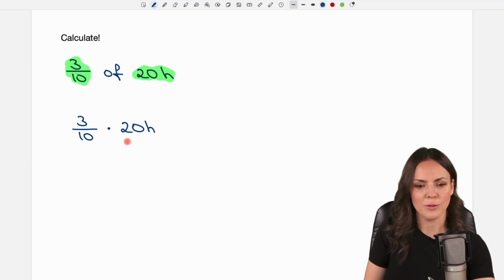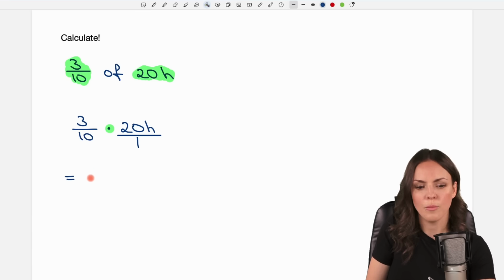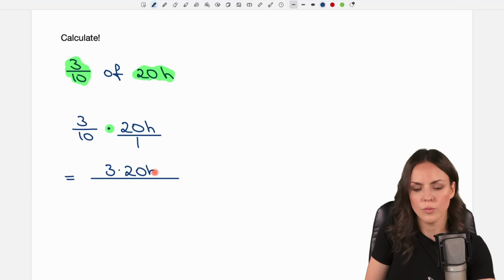Okay, now we only have to calculate this. We want to multiply this fraction by this number. We can do this by writing this number as a fraction as well. So we can always write this as over 1 so that we can multiply. 3 times 20 hours is what we have in the numerator. And in the denominator, we have 10 times 1, which just equals 10.